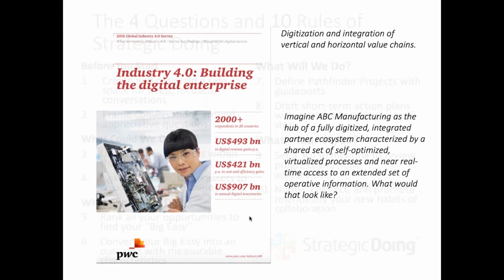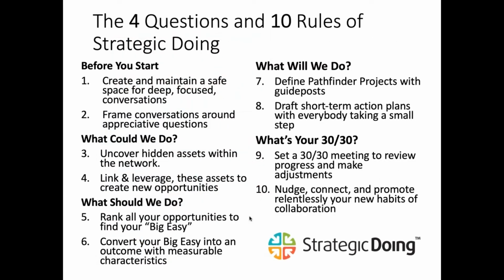So what do we do next? Well, remember, that's just one rule. So we take a problem, we reframe it as a conversation, and then we use these rules to come up with our strategy. We uncover hidden assets within the network of people that are coming together to ask that question. And then we link and leverage those assets to create new opportunities. And then we rank all the opportunities, all the things we could do, to find the big easy, the big ideas, the big potentially transformational ideas that are easy for us to execute, relatively so.